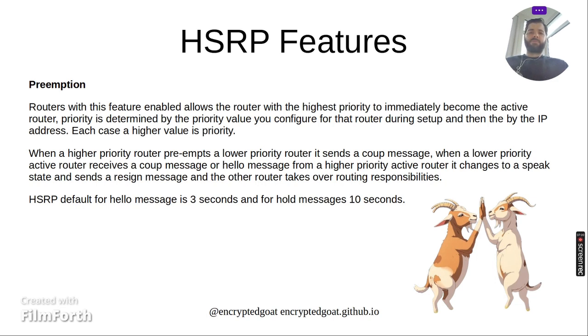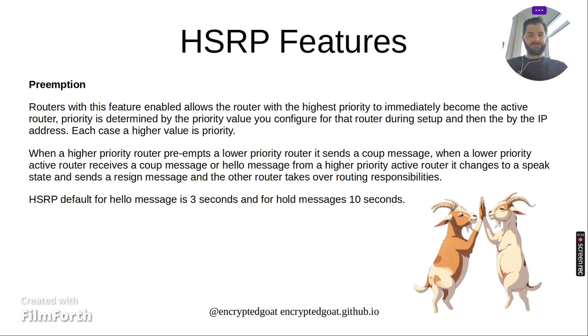When a higher priority router preempts a lower priority router, it sends a hello message. Like I was talking about before, this is how it checks the status of each router. So when a low priority router receives a hello message from a higher priority router, it changes to a speak state and sends a resign message. That's where it's actually passing over that role. The other router then takes over the routing responsibilities and becomes the active router. Hopefully that made sense. But that's how it basically works.